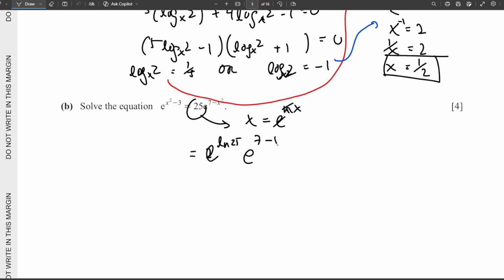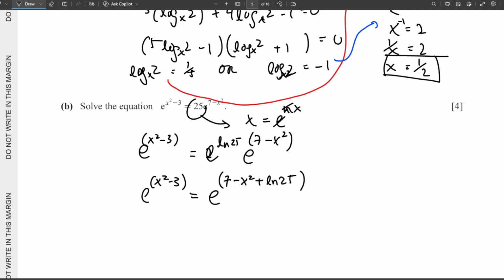So I will write out the entire equation on both sides here. And if you recall also one of the exponent rules, same base multiply, I add the power. So this whole thing becomes e power 7 minus x squared plus natural log of 25. On the left hand side, I remain the same thing. I did not do anything to it.